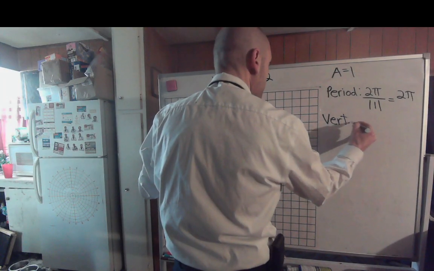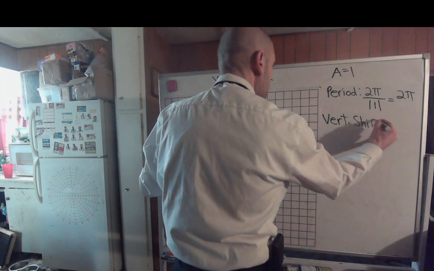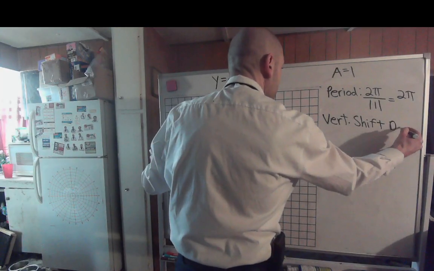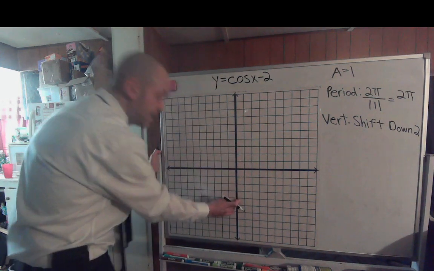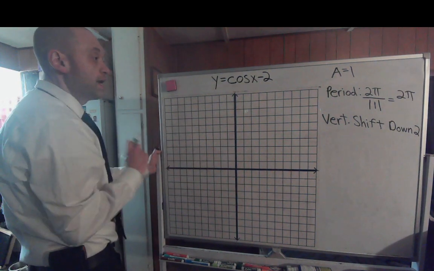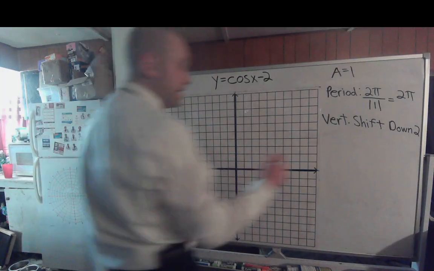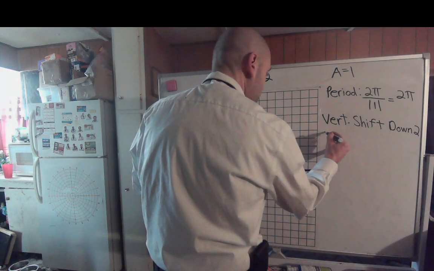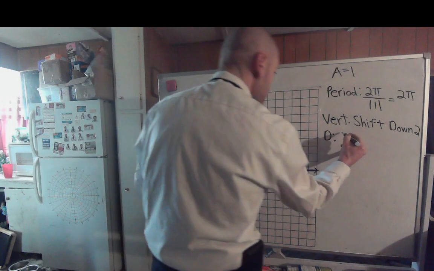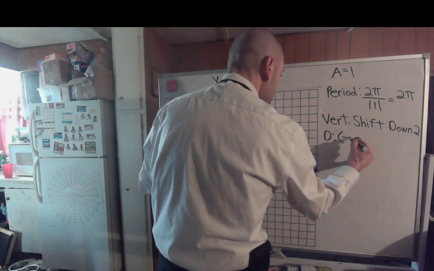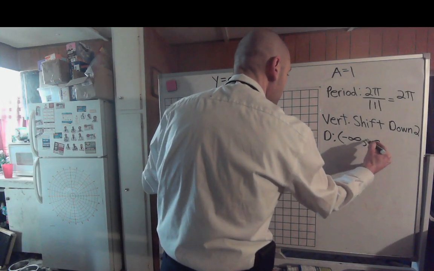But that minus 2 means you have a vertical shift down 2 units. So there's a vertical shift down 2. So we're going to take everything, shift it downwards 2 units. Okay, now, again, what is your range? What's the domain? Let's start there. The domain for the cosine function, again, that's all real numbers. So negative infinity to infinity.